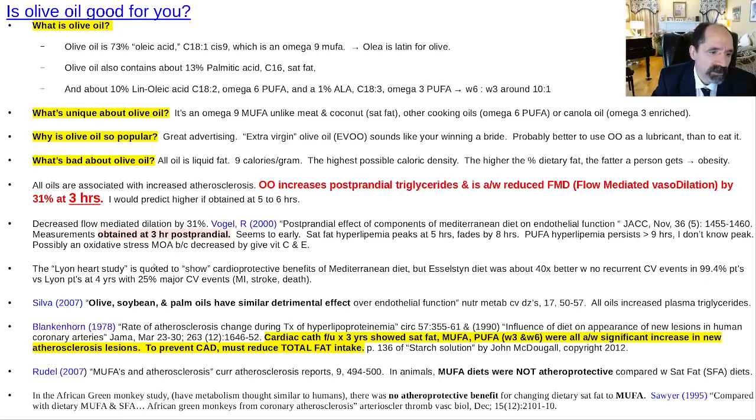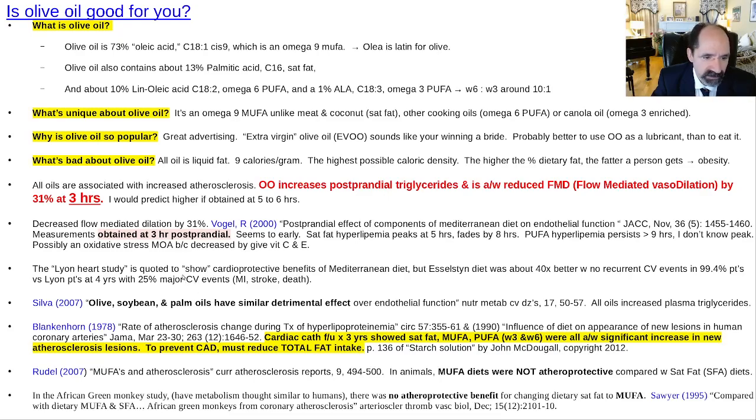Okay, other studies. Silva study here, olive, soybean, and palm oils have a similar detrimental effect on endothelial function. And there's your reference. All oils increased plasma triglycerides. Same thing with the Vogel study. All the oils increased plasma triglycerides, which is an atherosclerosis risk factor.